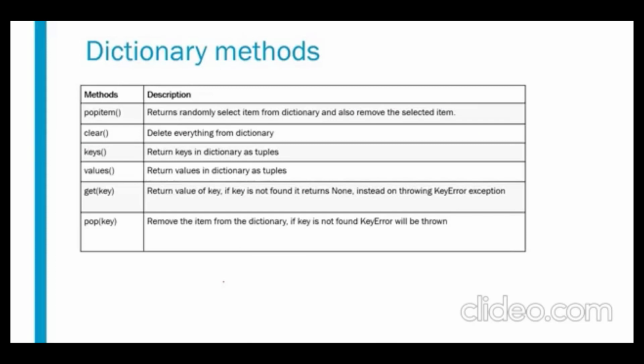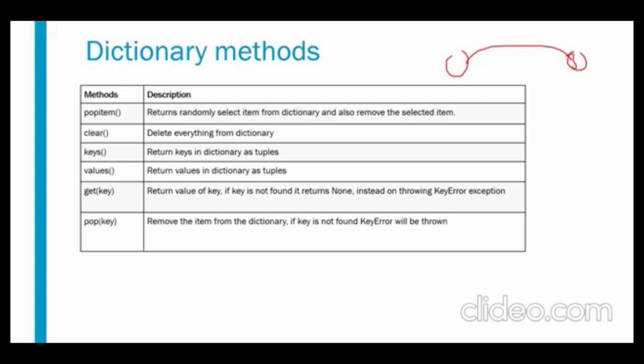Now let's move on to the next dictionary methods. We have a few methods available in Python, and these methods we frequently use on dictionaries. Let's see what is the use of these methods one by one. The first method is popitem. This method returns a randomly selected item from a dictionary and also removes the selected item. Suppose in the dictionary I have three elements. So popitem will randomly return some element based upon the key, and that element will be removed from the dictionary. That's popitem. I'll show you practically.